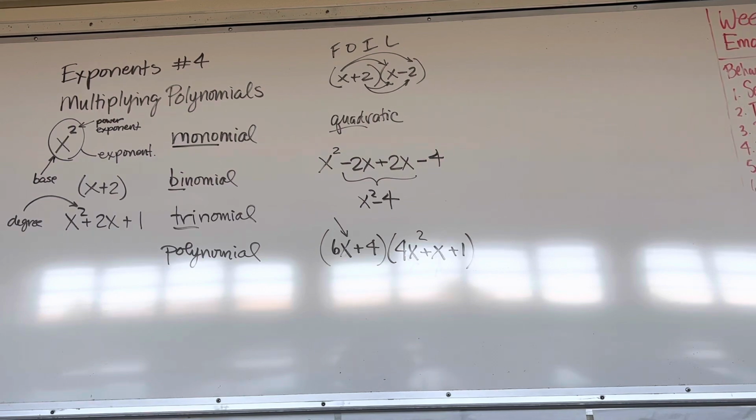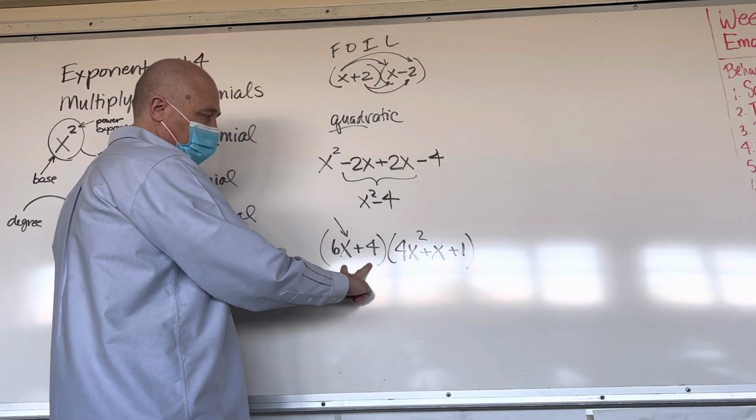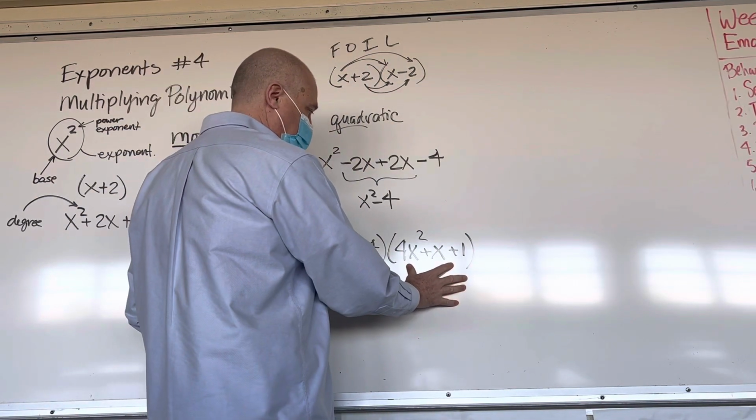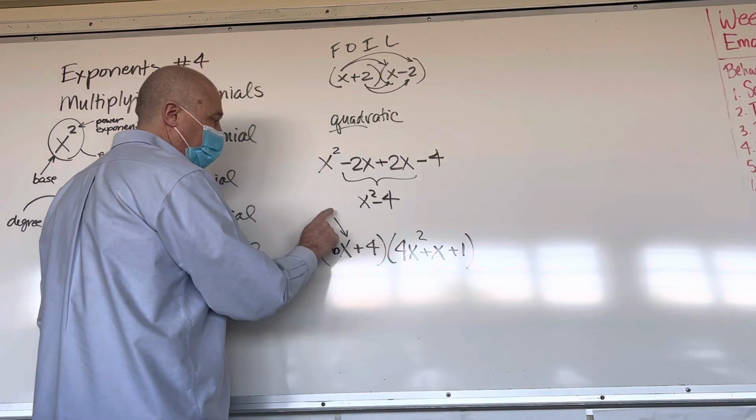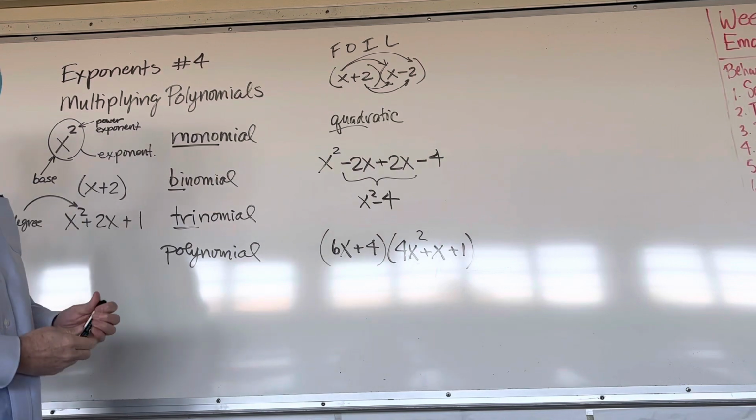So let's talk about the distributive property. Since we have two terms in this one, right? This one's a binomial, and we have three terms in this one. This is a trinomial, and we're going to multiply these together. What ends up happening is this series of multiplication steps.